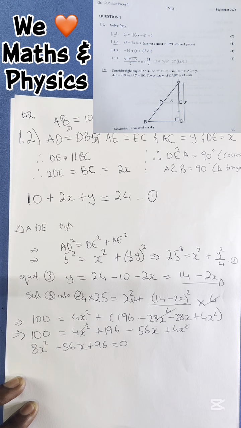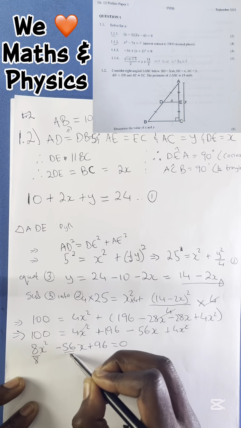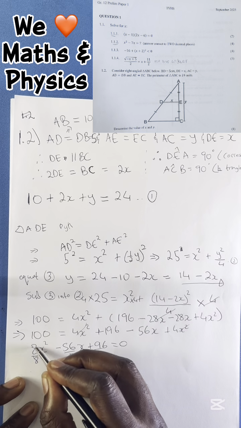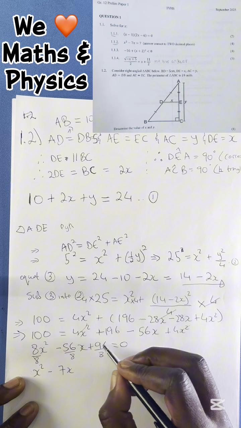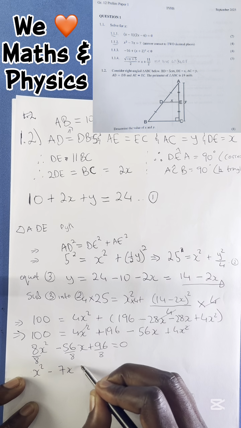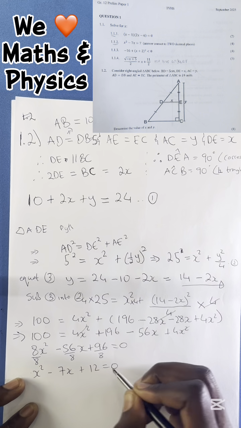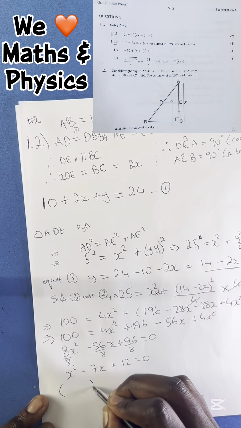Okay, so now what we need to check is, can we simplify this further? Can we maybe get our x squared coefficient to be 1? So we can divide by 8, divide by 8, divide by 8. This gives you x squared, that will give you 7x, and this 96 divided by 8 will give you 12. So then we need to factorize this.